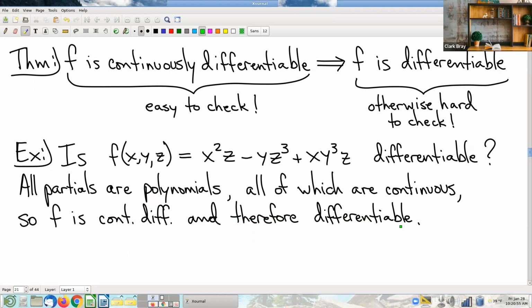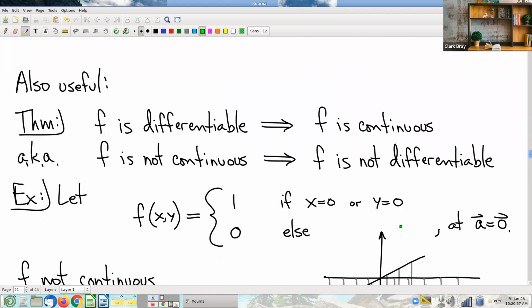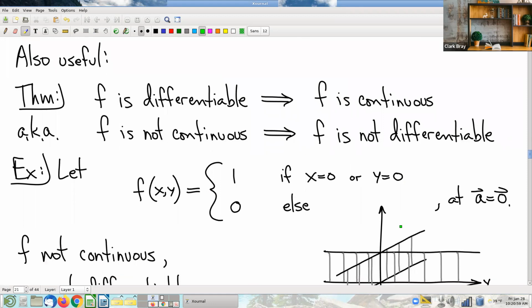Okay, a couple other facts useful to know about differentiability. Every differentiable function is continuous. Doesn't go the other way, of course. But how we're going to use this is by taking the contrapositive. That's the, turn it around backwards and upside down. So if differentiable implies continuous, then not continuous means not differentiable.